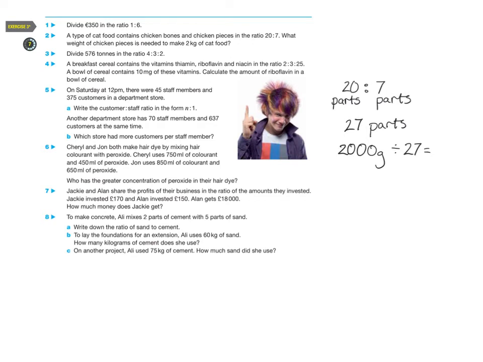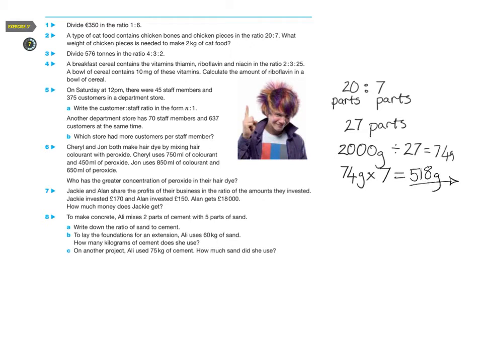And I am a little frustrated because the answer comes to 74.07 and so on, rather than a nice number. But anyway, we've got 74 grams and we need to do 74 grams times by, what are we looking for again? The weight of the chicken pieces, that's going to be times by 7 then, and we will get an answer of 518 grams.